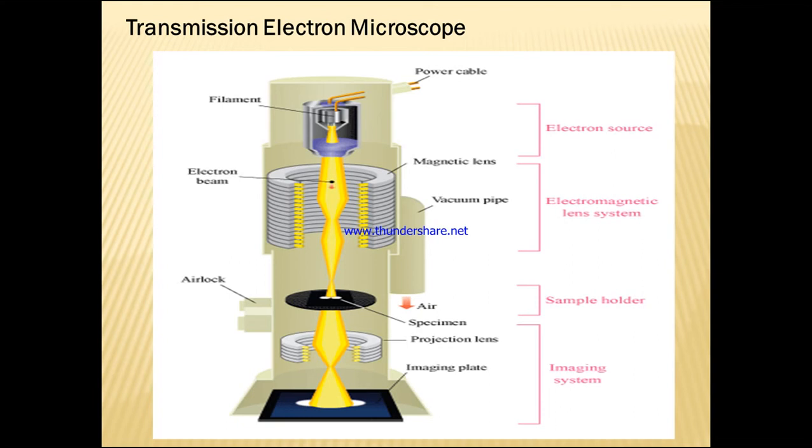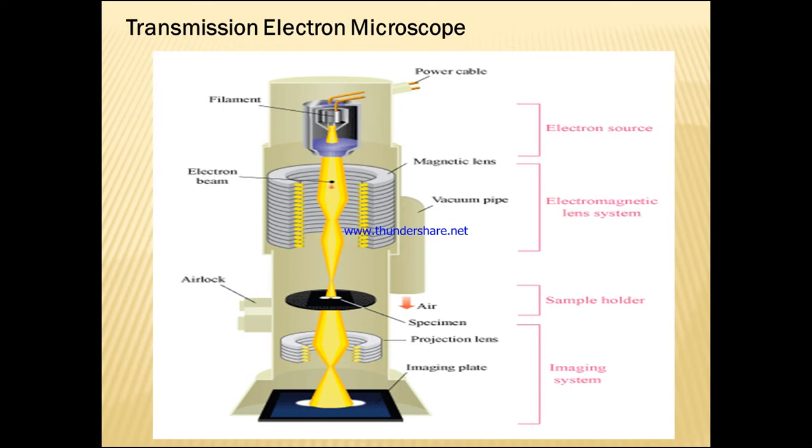The TEM, the transmission electron microscope, works based on the de Broglie equation: lambda equals h by square root of 2 m naught e into bracket 1 plus e by 2 m naught c square. Here h is Planck's constant, m naught is the rest mass of the electron, and c is the speed of light. Based on this equation, the transmission electron microscope works.